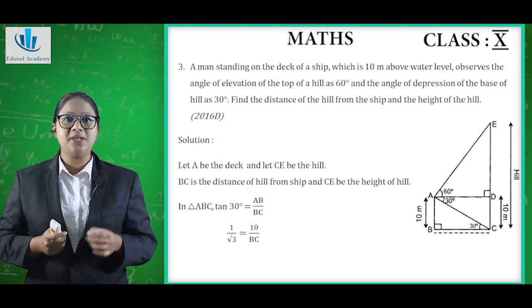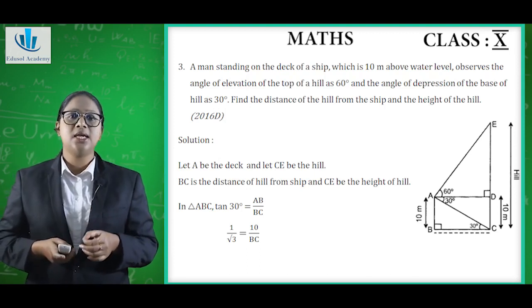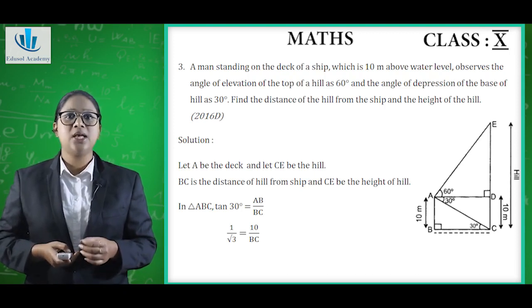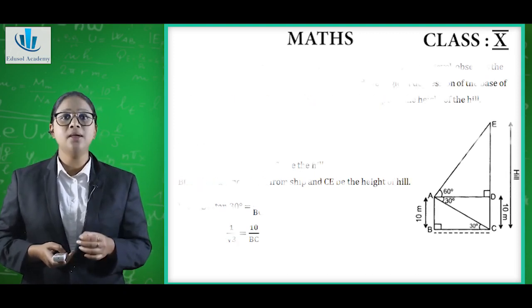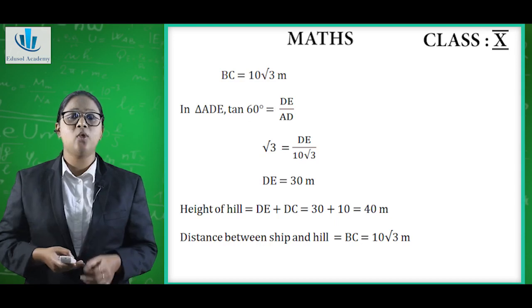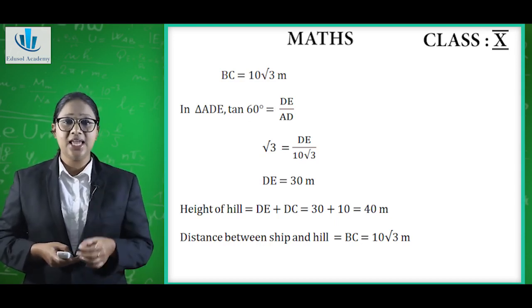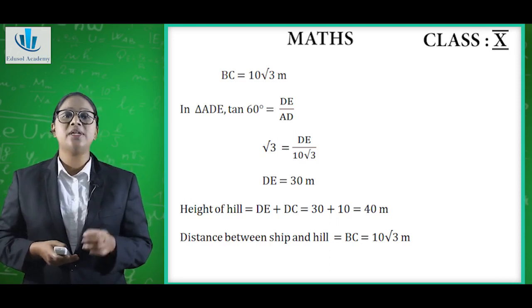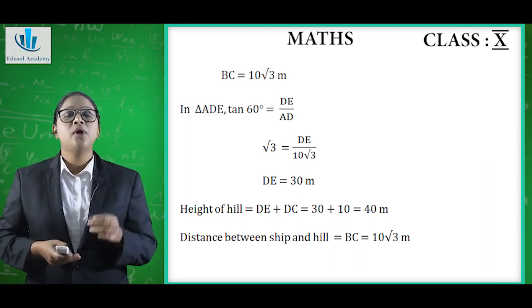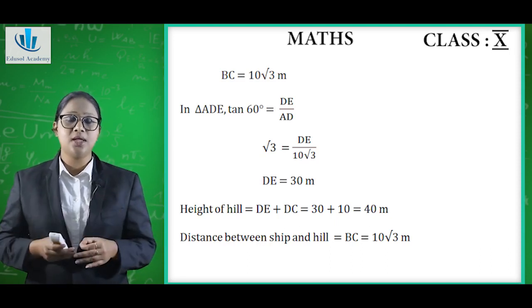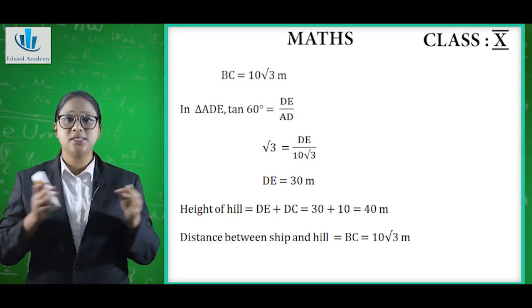In triangle ABC, tan 30 is equal to AB by BC, 1 by root 3 is equal to 10 by BC, or BC is equal to 10 root 3 meter. Now in triangle ADE, tan 60 is equal to DE by AD. Root 3 is equal to DE by AD, which is 10 root 3 because AD and BC are the same.